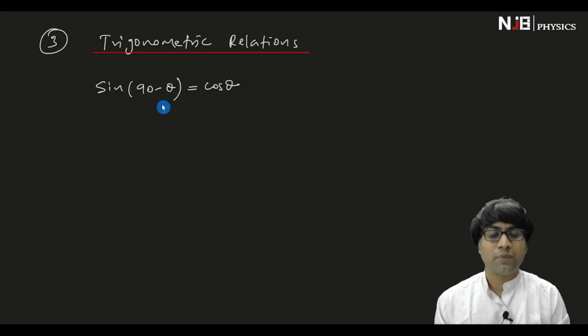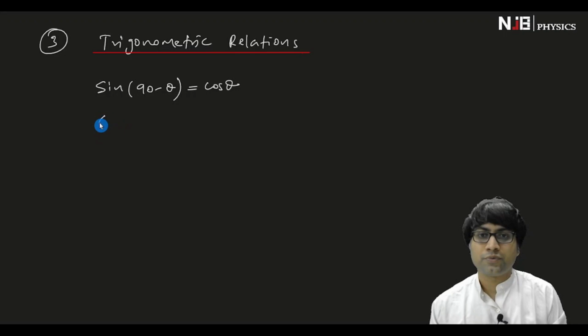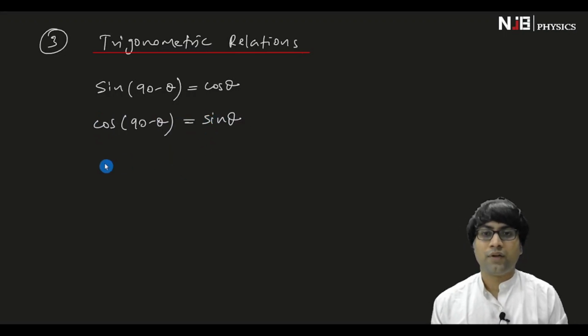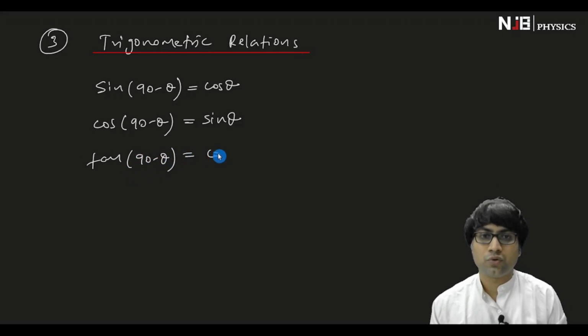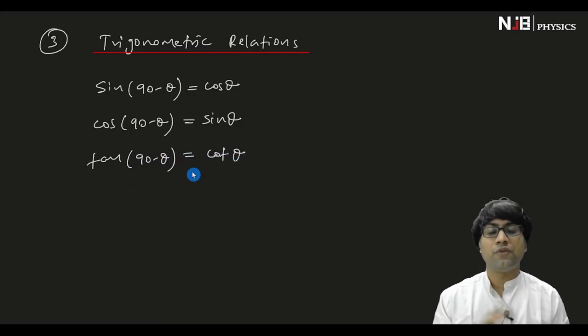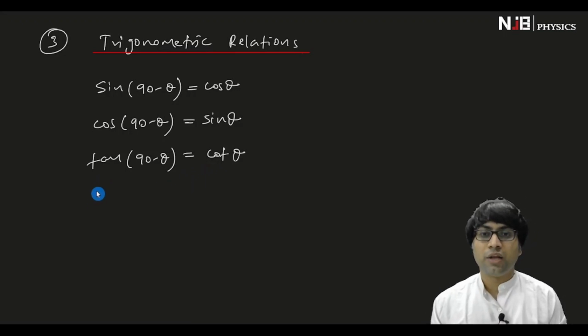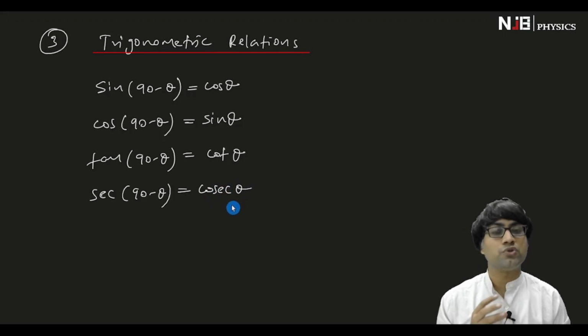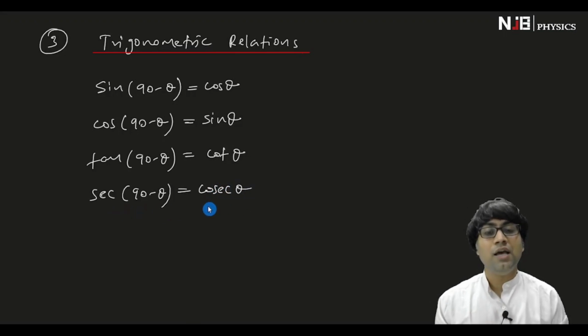One is sine of 90 minus theta is equal to cos of theta, and vice versa is also true. The next relation is tan of 90 minus theta, which is equal to cot of theta. And again, the reverse is also true: cot of 90 minus theta is equal to tan of theta. Similarly, sec of 90 minus theta is equal to cosec theta, and the reverse is also true: cosec of 90 minus theta is equal to sec of theta. So this is the first set of trigonometric relations.